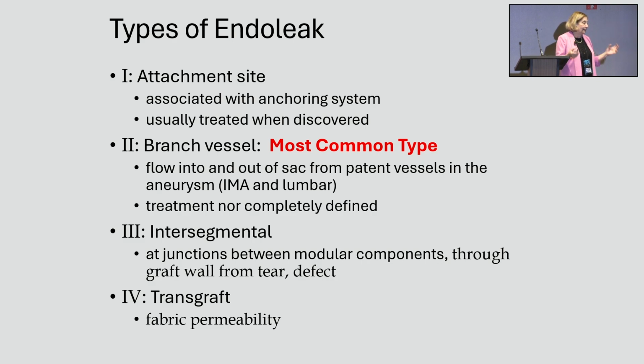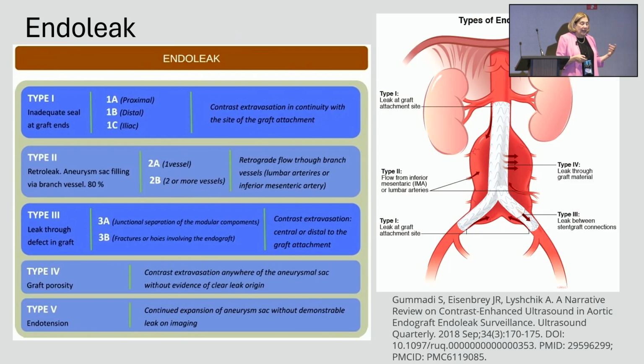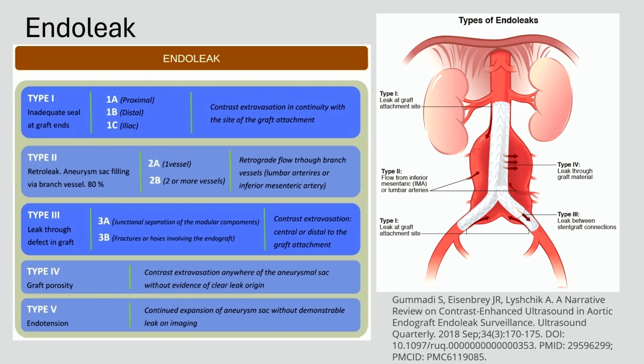They're not anastomosed, they're fixed into the wall. And you can have intersegmental leaks between the different modules. Graft permeability is not a big deal anymore, at least nothing that I've heard, but in the early days it was. And again, I'm not going to read this to you. You can pull it up as well, but it's not just 1, 2, 3, and 4 now.